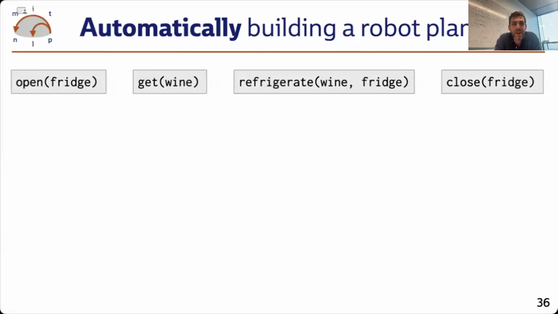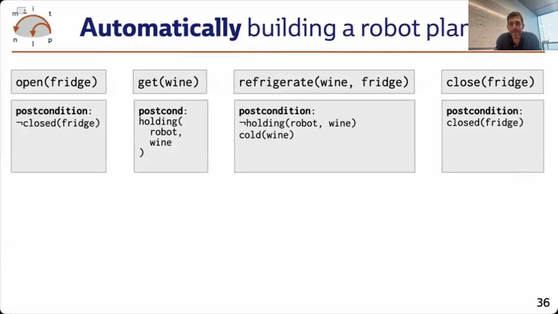We actually know what the environment needs to look like at every step along the way, because we know what our planner expects to be true as a result of each of these actions. And so after we've completed the open action on the fridge, we know that the fridge should be not closed. We know that after completing the get action on the wine, the robot should be holding the wine. And so what we have now is something that looks like a really nice scaffold for doing reinforcement learning.